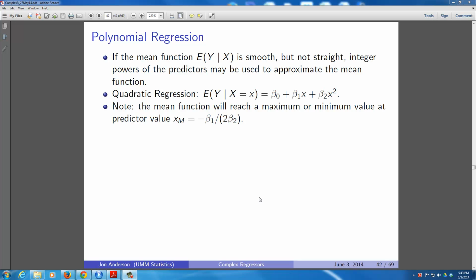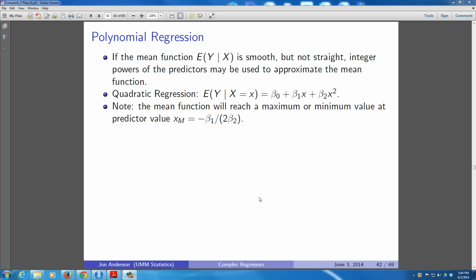Welcome to the second part of the complex regressors lecture. I'll be starting on overhead 42 about polynomial regression. The title of this chapter is Complex Regressors and More Complicated Structure.